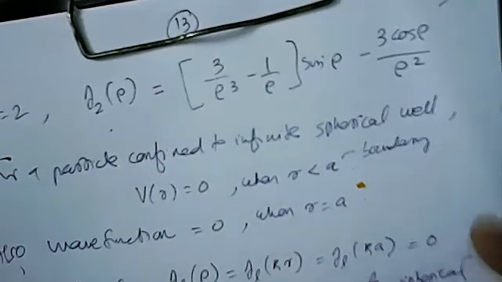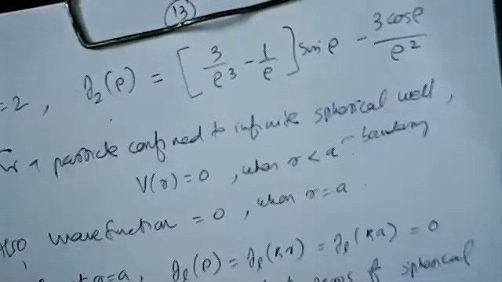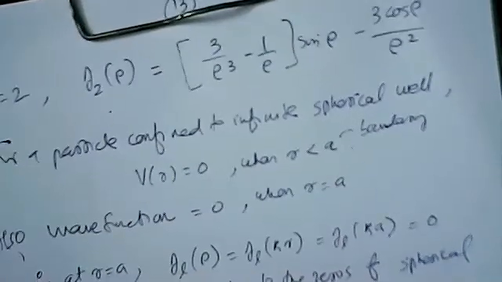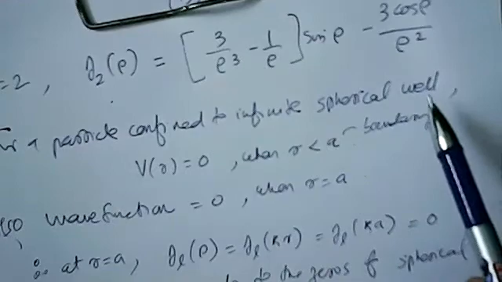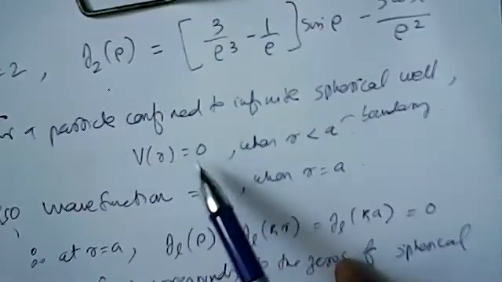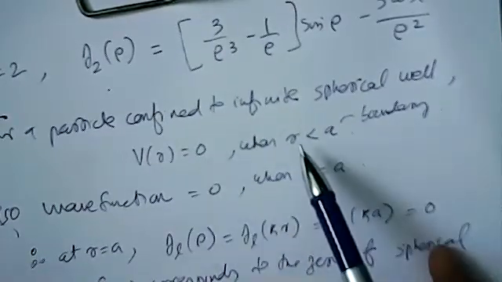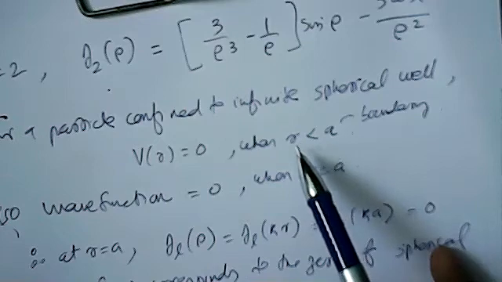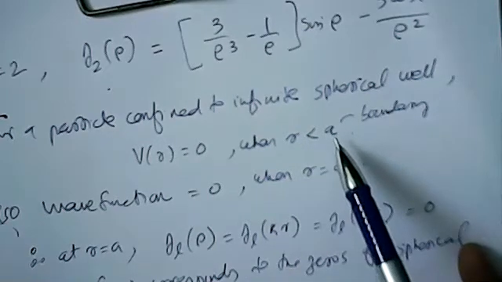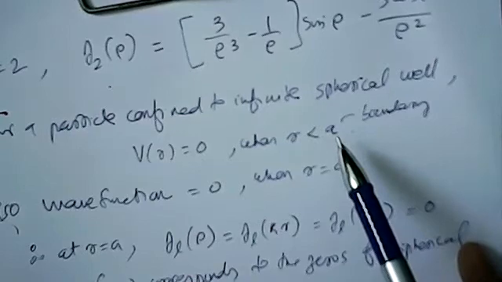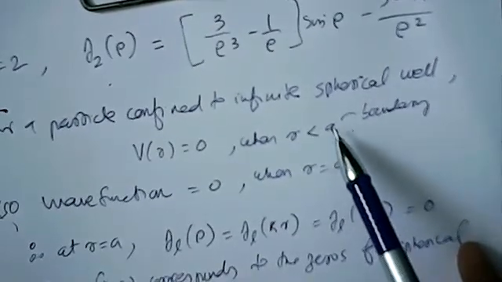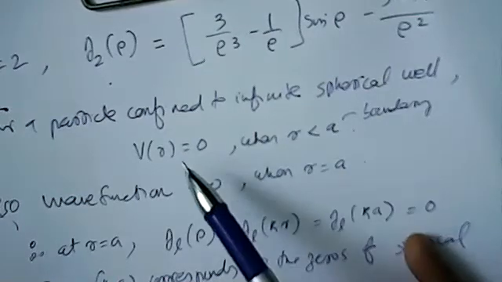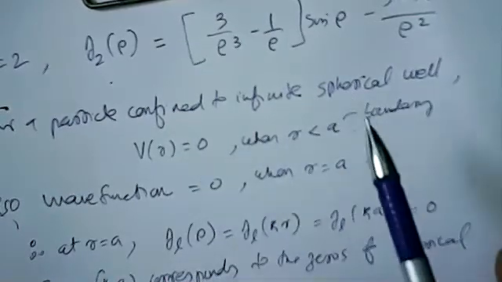Now you apply this condition of a particle confined to an infinite spherical well. So V of r, the potential, is 0 when r is less than a. Let a be the radius or something like that. So that is the boundary. Inside the boundary the potential is 0. At the boundary the potential is infinite.